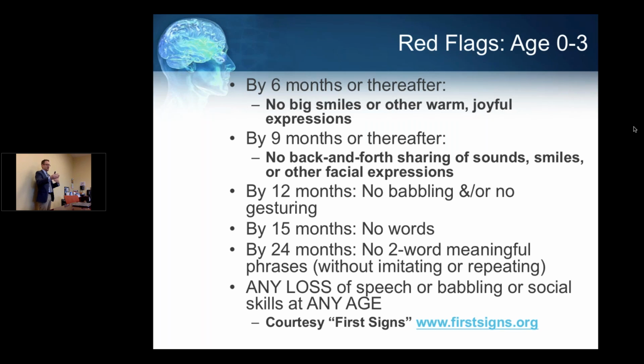And by 9 months, back and forth sharing a sound, smiles. Again, I smile, you smile, right? Or even you could say at that age, the word smile, and they smile. They start associating that word or that sound with a particular movement, right? Interestingly, as the brain develops, how some of the personality disorders develop is through inconsistent development of the mirror neurons.